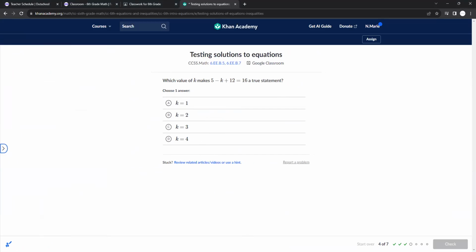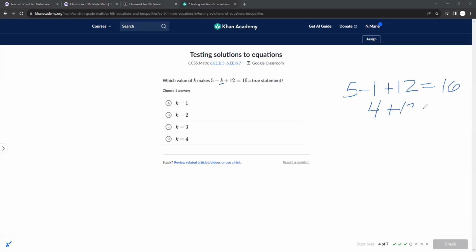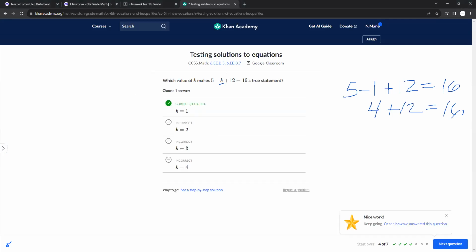Okay, so it says which value of k makes 5 minus k plus 12 equal to 16 a true statement? So pretty much you're plugging in for k. It's like evaluating expressions, which was in a previous unit. So if I plugged in a 1 here, and always use PEMDAS because that's the order you always go in, I get 5 minus 1, which is 4. 4 plus 12 is 16. Yes, that works. So if I plugged in a 2, a 3, or a 4, that's not going to work.